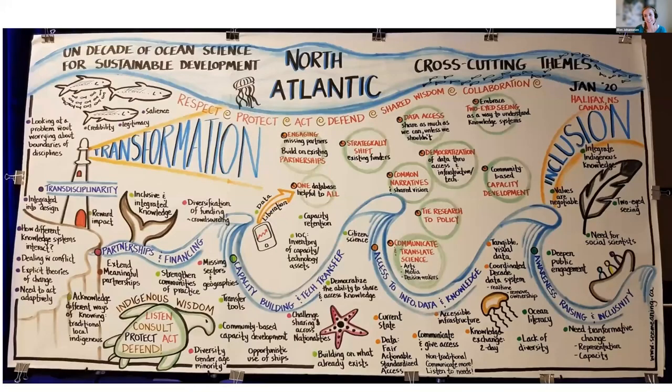So this slide is a graphical summary from the North Atlantic UN Decade, Ocean Decade Planning Workshop, which just seems like a lifetime ago. It was in Halifax in January 2020. And what I think is so nice about this picture is that even in those early discussions, what really came through was the importance of inclusion and really critically reflecting on our science system if we're going to be able to realize the transformational change that the Ocean Decade aims at.